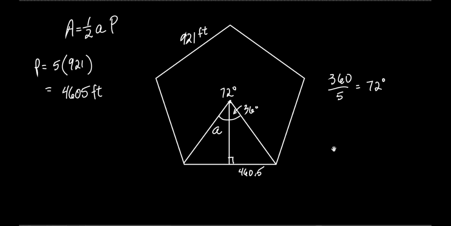So let's make this look a little bit neater. You probably would be fine the way it is, but I like to draw it so I don't have any of the other junk in the way. Is that all right? So what do we know on this triangle? All I'm doing is just blowing this big triangle up. So what's this bottom? 460.5. What's this angle up here? 36 degrees. And what are we trying to find? The apothem. And this up and down one is the apothem, that perpendicular one.